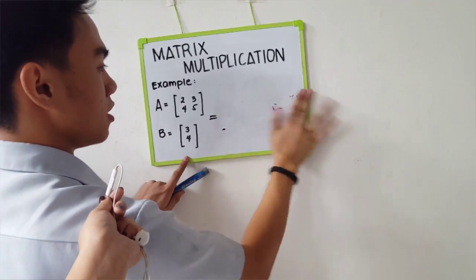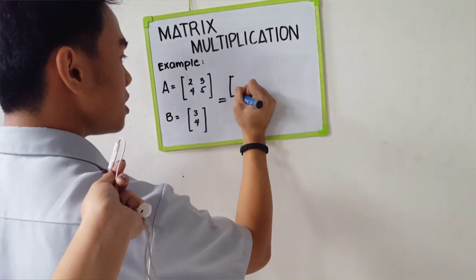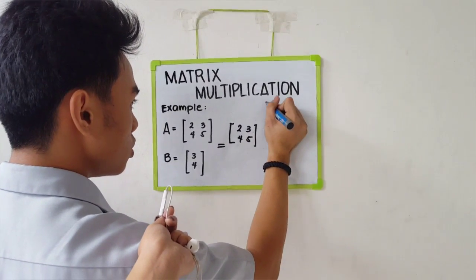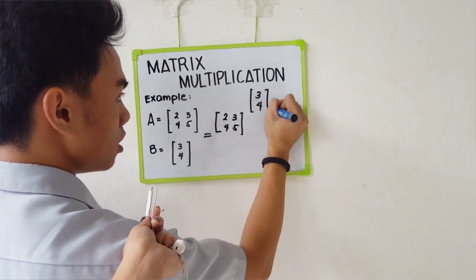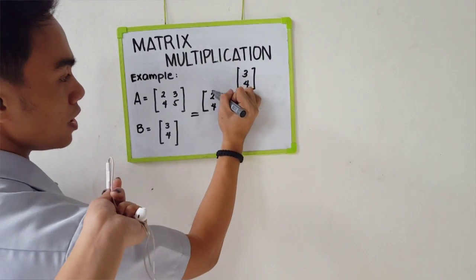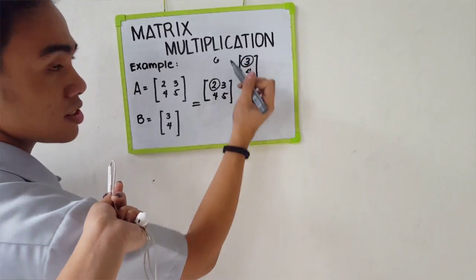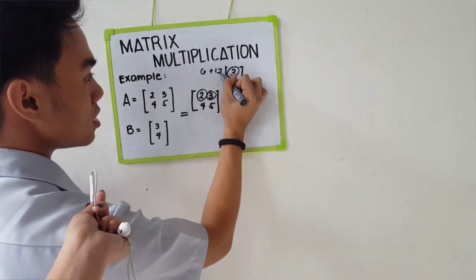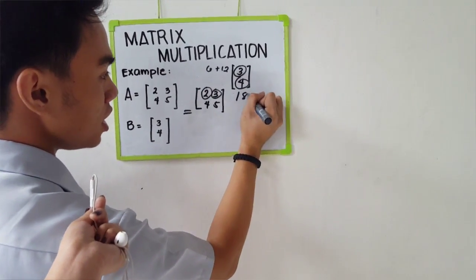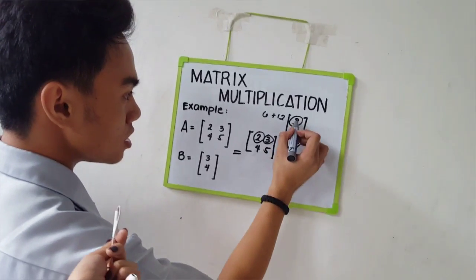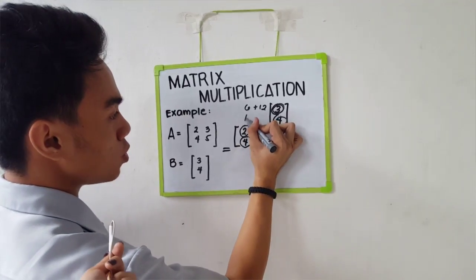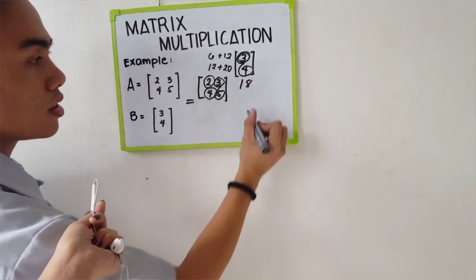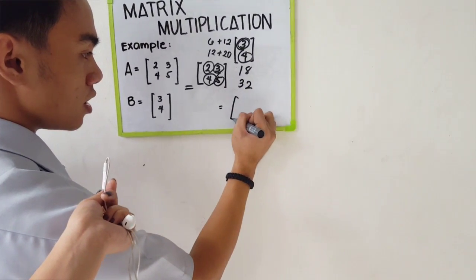Now, we will solve it. Matrix A, 2, 3, 4, 5, multiply by matrix B, 3, 4. First, multiply the 2 and the 3, 6. Then multiply the 3 and the 4, plus the product of the first. The answer is 18. The second is 3 times 4, 12, plus the product of 4 and 5, 32. Here's the answer.